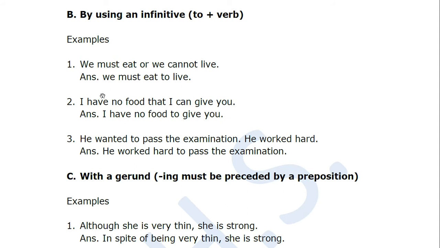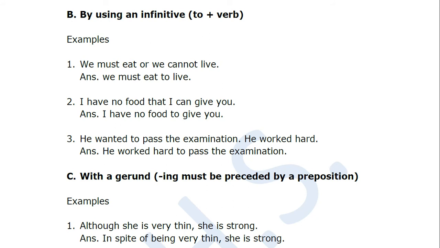And this, please write this W capital. Okay. Next one. I have no food that I can give you. So first one verb is have. Second verb give. So can you make any of these have or to give? Yes. So I have no food to give you. Instead of that I can give, to give you. Okay, next one. First verb is wanted. He wanted to pass. Now you don't have to worry about to pass because it is already not a finite verb.